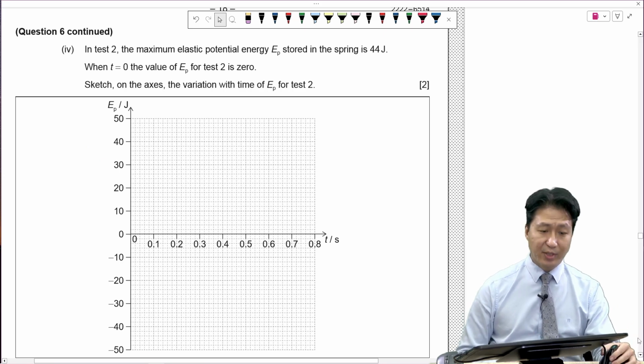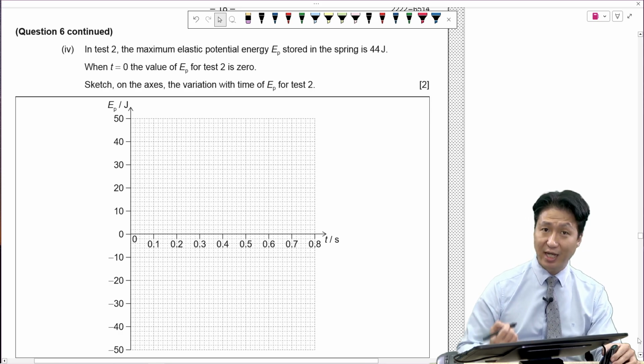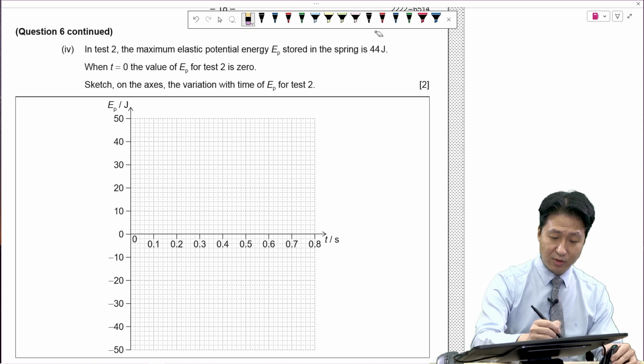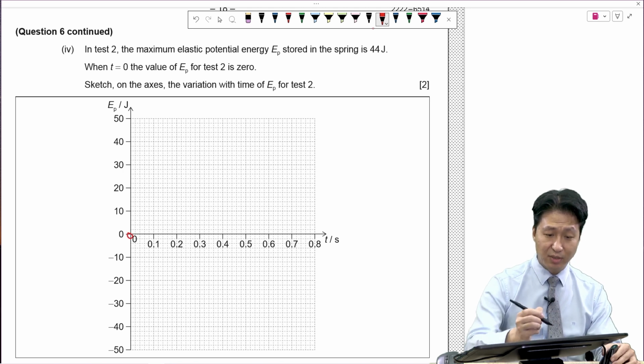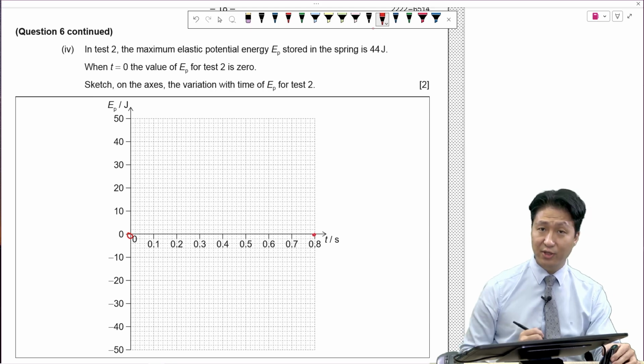In part 4, it says that in test 2, the maximum elastic potential energy stored in the spring is 44 joules. When the time equals 0, the value of the potential energy for test 2 is 0. Sketch on the axis the variation with time of the elastic potential energy for test 2. So first, we start at 0 elastic potential energy because it says that it should be 0. And in one full oscillation, you'll go back to 0.